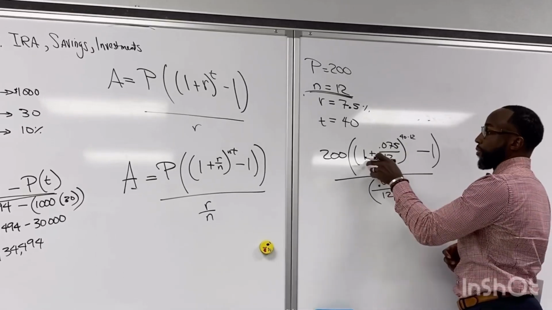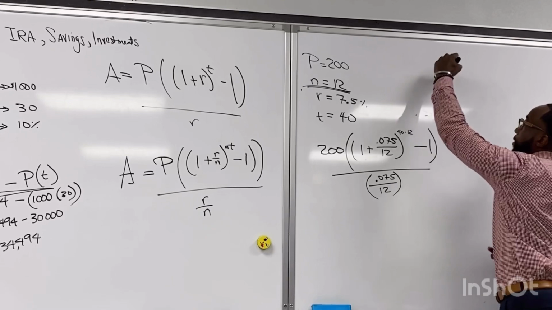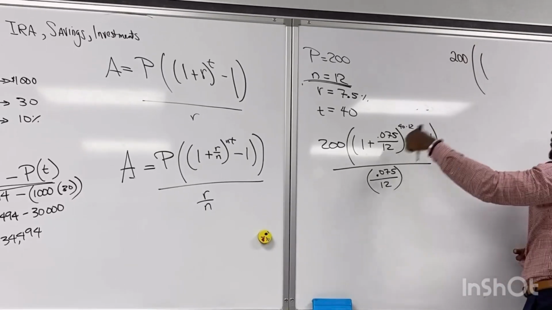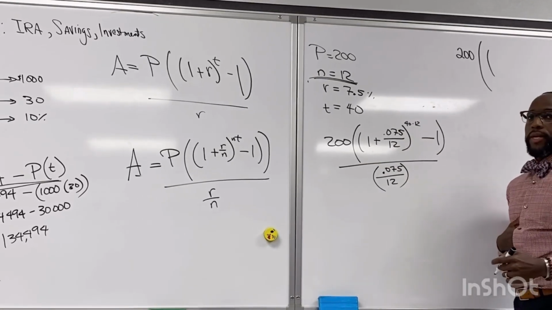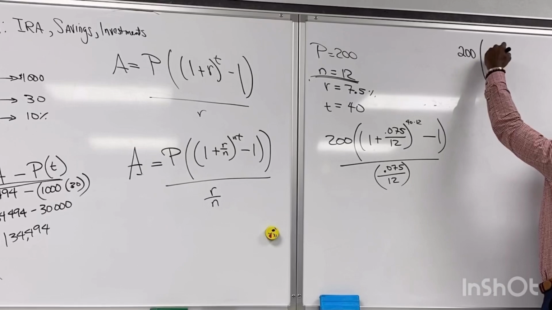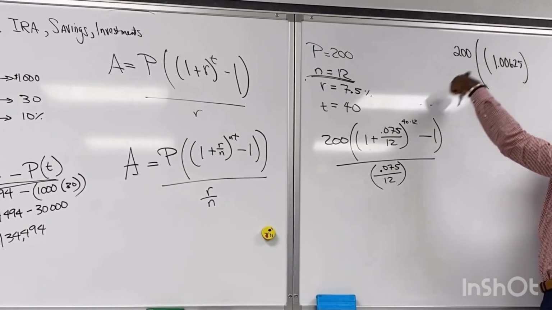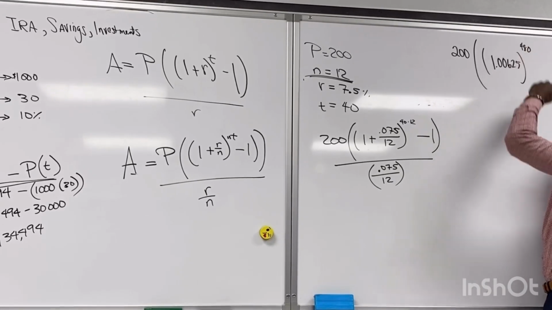All right, so we're gonna do parentheses first. It's 1 plus 0.075 over 12. So let's put the 200 on the outside. All right, so it's gonna be, what's this? 1 plus 0.075 over 12. Where we at? 1.00625. Raised to the, what's that? 480 power.